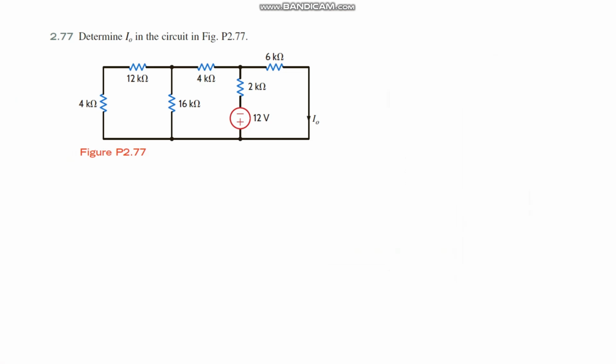In this question, we have to identify I naught. Here, I naught is nothing but the current flowing through the 6 kilo ohm resistance. How much current is passing through this path? Here I am using KCL.